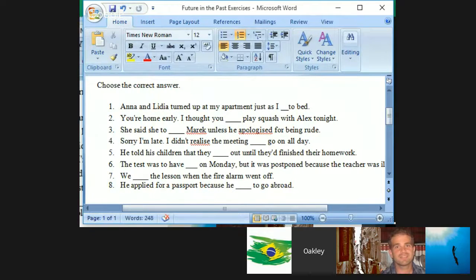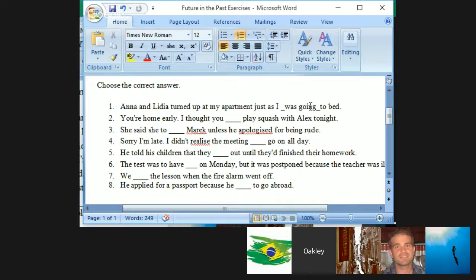Anna and Lydia turn up at my apartment just as I... Oh, this one's interesting. I don't know. What do you do at night when you want to sleep? I was going to bed. Okay. Now, this is kind of what we talked about before, Antonio. I'm so glad you got this one. Just as I was going to go to bed? I had to go to bed, yeah. Okay. Just as I was going to bed, okay.